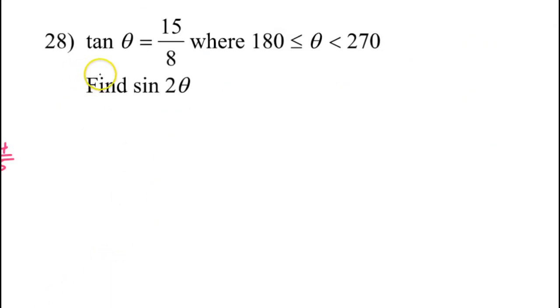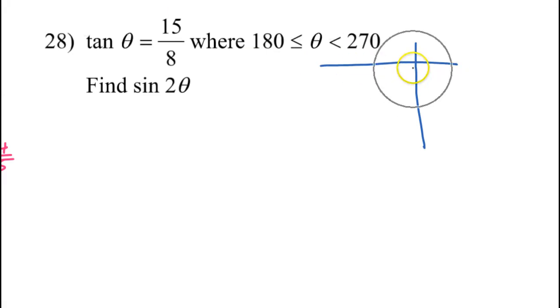So looking at number 28, between 180 degrees and 270 degrees, once again, that is the third quadrant. So just draw yourself a little diagram with the terminal side in the third quadrant, make a triangle out of it. Okay, 15 over 8 is not a special angle, so I'm going to do the Pythagorean theorem.